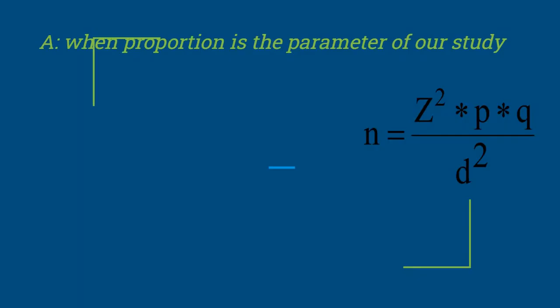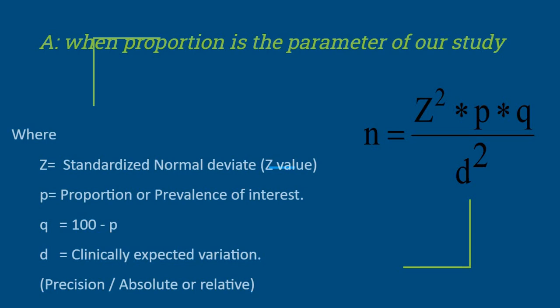When proportion is the parameter of our study, then the formula is going to be n = Z²pq/d², where Z is the standard normal deviate or the Z value, p is the proportion or prevalence of interest from the similar study which we got through the review of literature, and q is 100 minus p, d is clinically expected variation or precision.